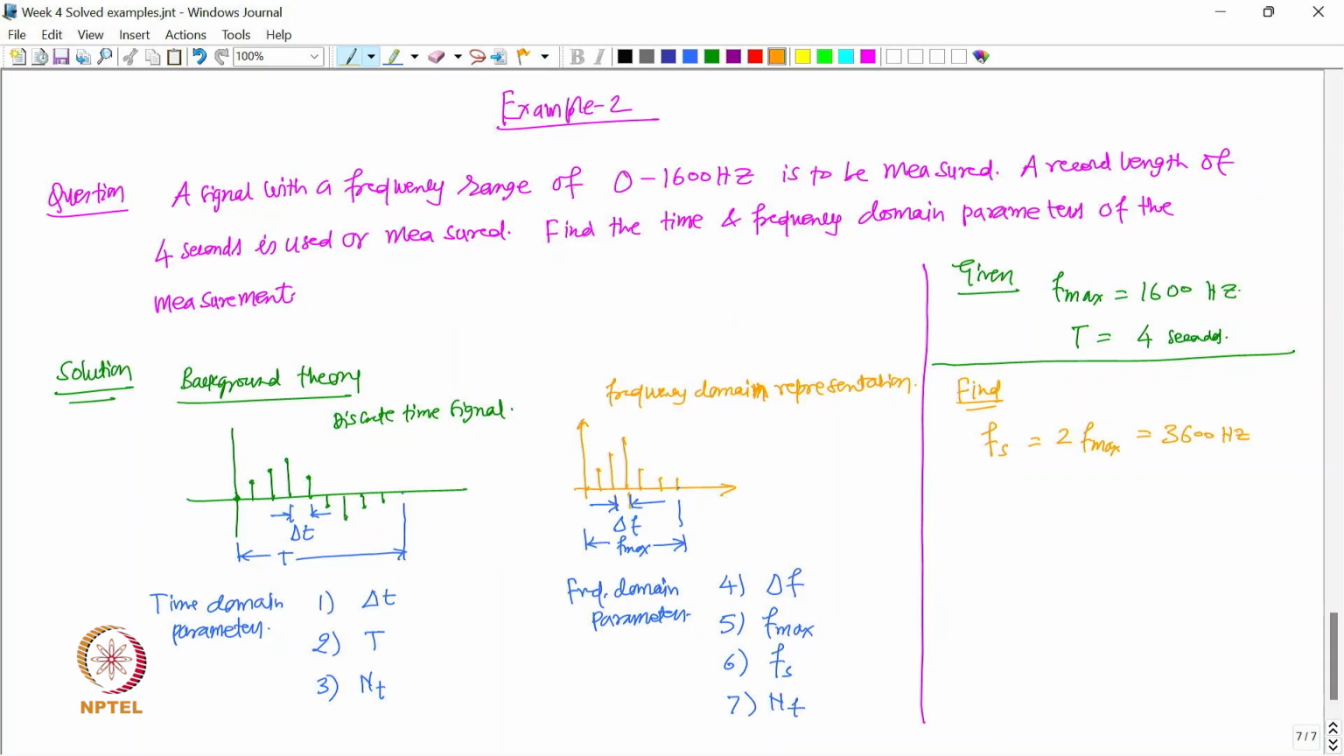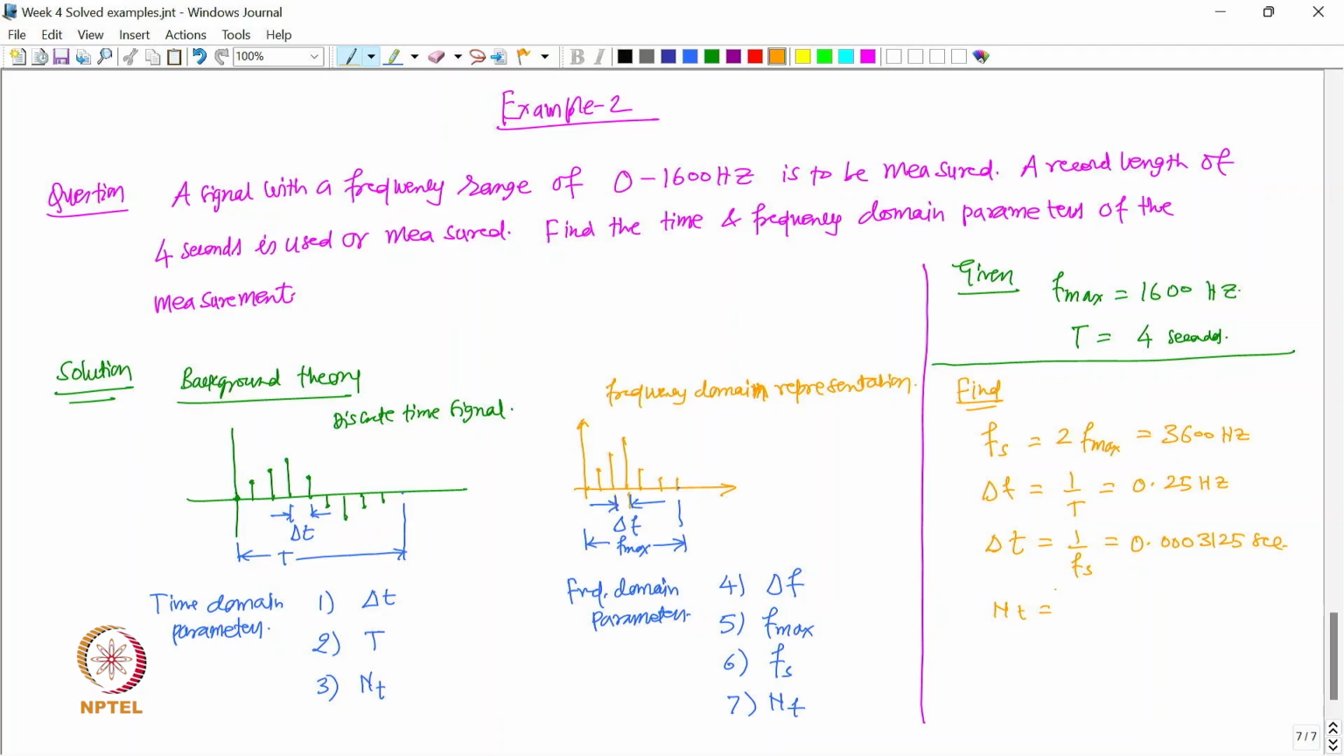and that would be 3600 hertz. Then we have the frequency resolution delta f, and we know that it is equal to 1 upon the record length; the record length determines the frequency resolution. So this is 1 upon 4, which is 0.25 hertz. Then the time step or time resolution delta t depends on the sampling frequency, so 1 upon fs, and that would be 0.00033125 seconds.